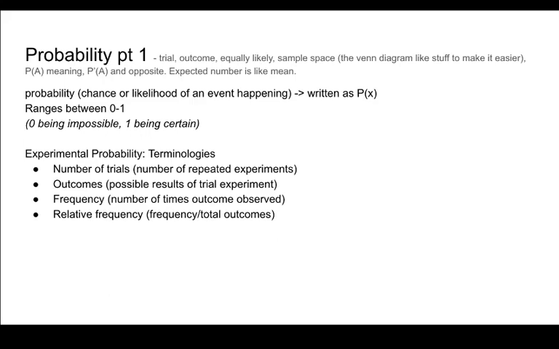Okay, so now we're going into probability. Probability is the chance or likelihood of an event happening. This is usually written as P, parentheses, the variable, and close parentheses. Probability will always range between 0 and 1, so 0 would be when it's impossible and 1 is certain. And then there are some terminologies that you need to know, like number of trials, outcomes, frequency, relative frequency. Those are kind of self-explanatory.